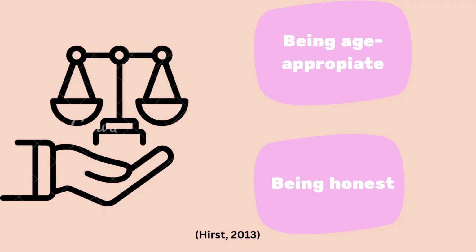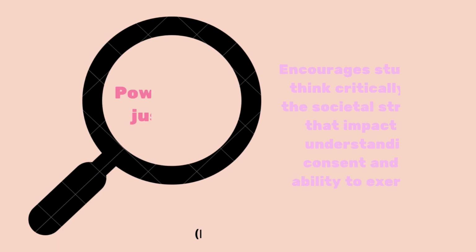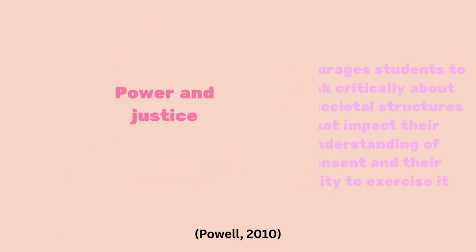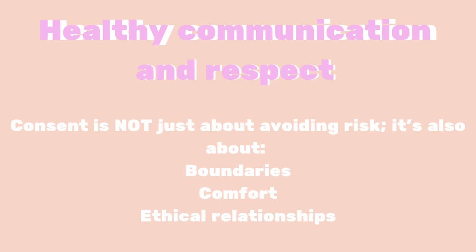This balance is crucial in creating an environment where students can openly discuss consent without fear of judgment or re-traumatization. Powell 2010 emphasizes the importance of teaching consent through a lens of power and justice, helping students understand the broader systems that influence their choices. This approach encourages students to think critically about the societal structures that impact their understanding of consent and their ability to exercise it. Consent should not only be seen through the lens of avoiding harm, but also as a matter of healthy communication and mutual respect.